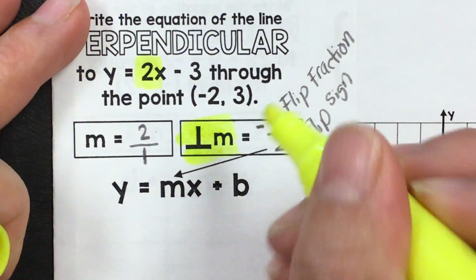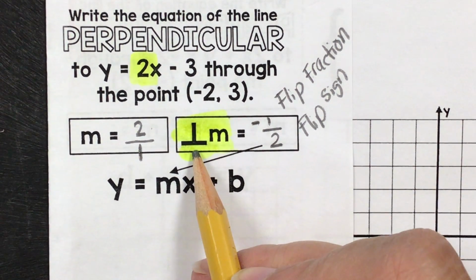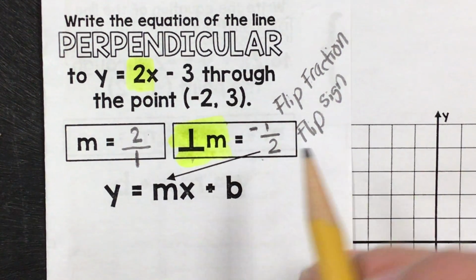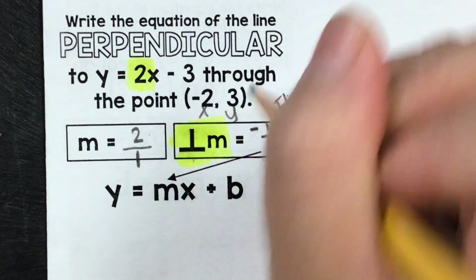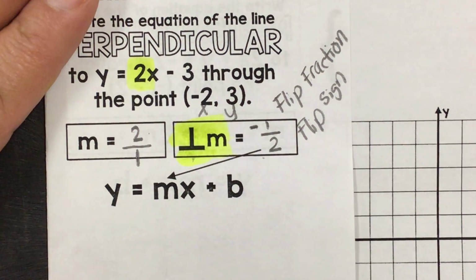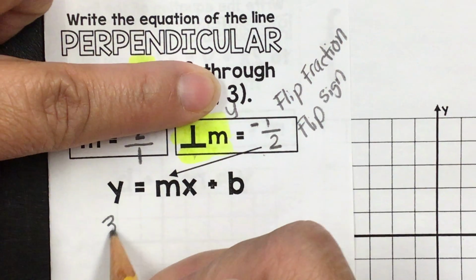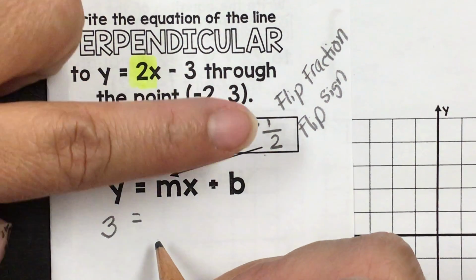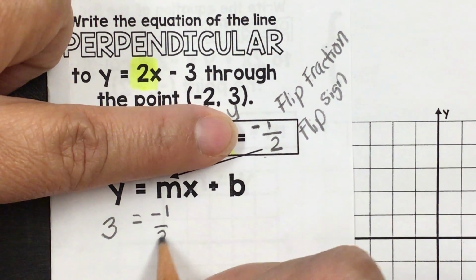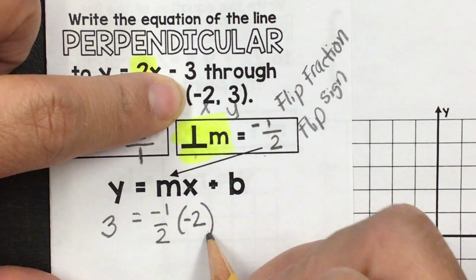You're wanting to write a perpendicular line. That is a symbol for perpendicular. So this is the slope that you will be using. This is still your x value. This is still your y value. And we're going to plug them in just like we have done for parallel. This is 3, my y value, equals, and I'm using the perpendicular slope because I want a perpendicular line, negative 1/2, and then our x value is a negative 2 plus b.